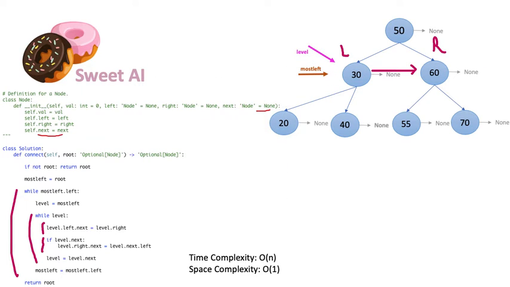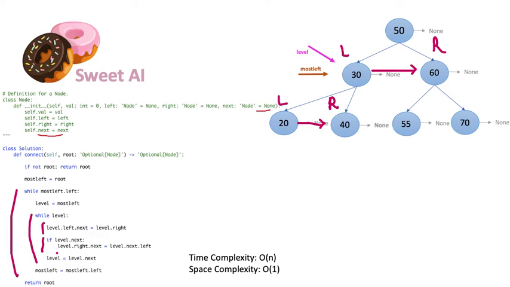So here, and now what we're going to do is we're going to say while level, when there is a node here and it's not none, level.left.next is going to point to level.right. This is the case where both nodes are children of the same node.